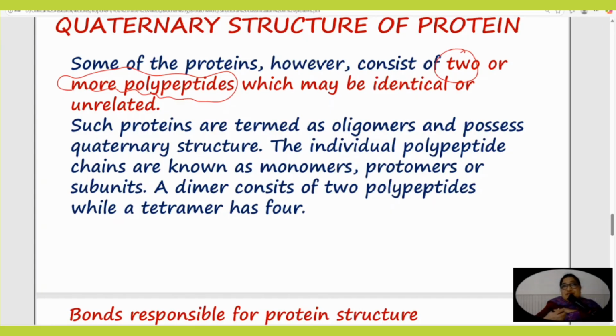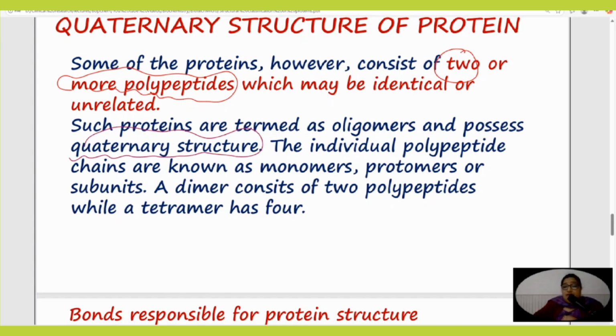In the primary structure, we saw that there were only peptide linkages. In the secondary structure, additional hydrogen linkages were there. But in the tertiary structure, disulfide linkage also plays an important role. Okay, so the quaternary structure: when two or more polypeptides, which may be identical or non-identical, form a single functional unit, such structure is known as the quaternary structure.